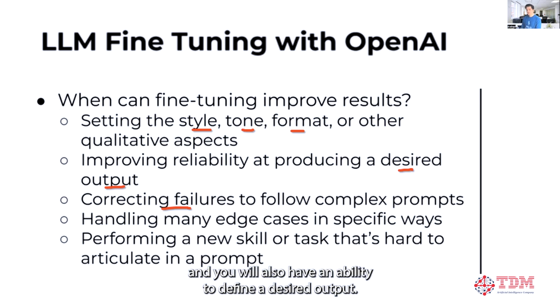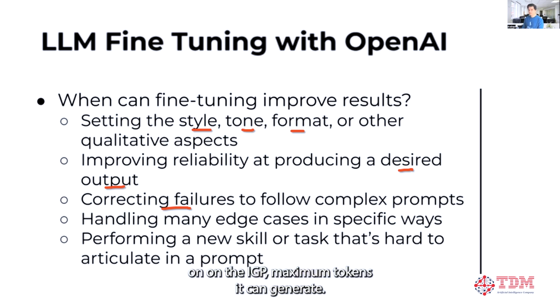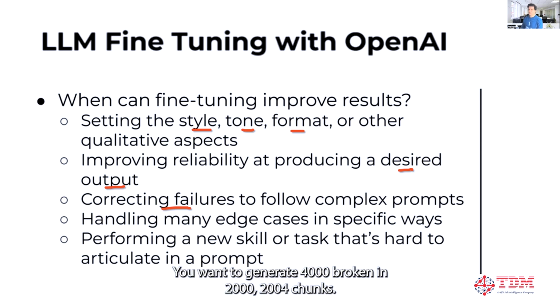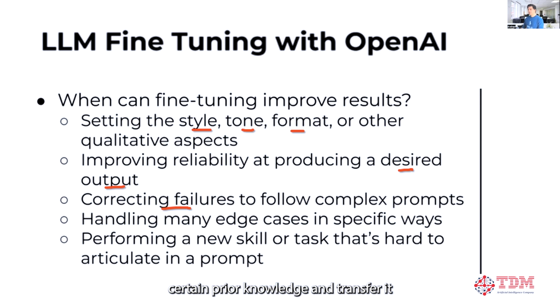And you will also have an ability to define a desired output. So for example, right now, I do not know, I think it's a 1500 token restriction on ChatGPT, the maximum tokens it can generate. Let's say you want to generate 4,000. You have that ability, or you want to generate 4,000 broken into 4 chunks of 1,000, you have that ability. In the fine-tuning part, you also have an ability to retain certain prior knowledge and transfer it to the next layer of fine-tune. So this is conceptually what it is.